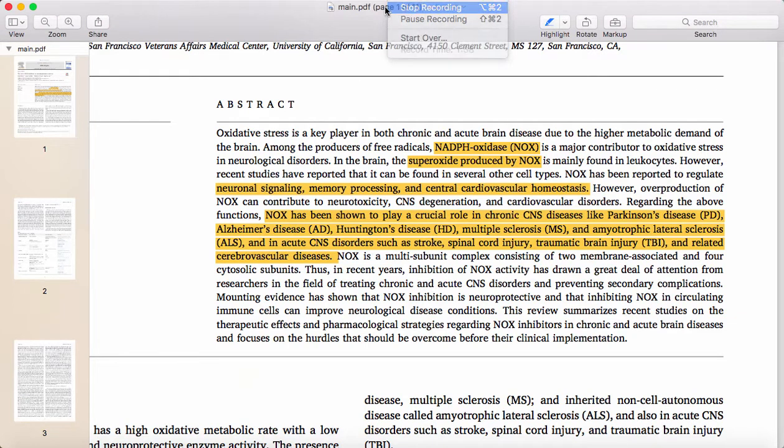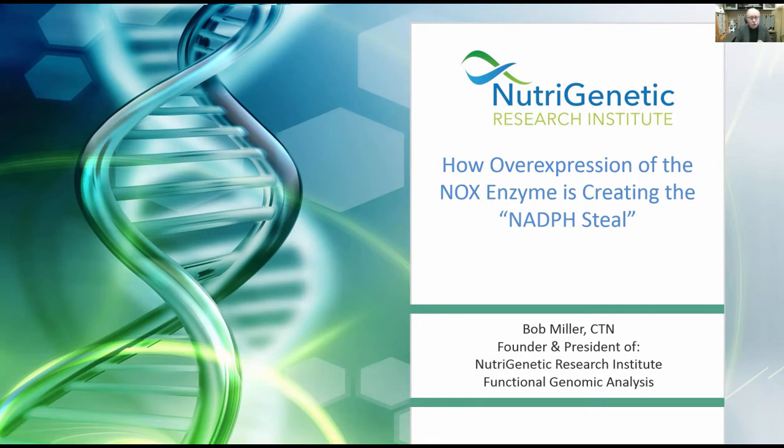Well, Lynn, thank you for the opportunity to present this, because I believe that the information we're going to give today might be very critical for those who are looking to help individuals detox from environmental toxins. As you see on the title slide here, it says how overexpression of the NOX enzyme is creating what I've called the NADPH steal. That's a term that I just came up with a little over a year ago. And the more I continue to do the work in analyzing people's genomes and what's happening, the more I believe that this has to be looked at very, very seriously.